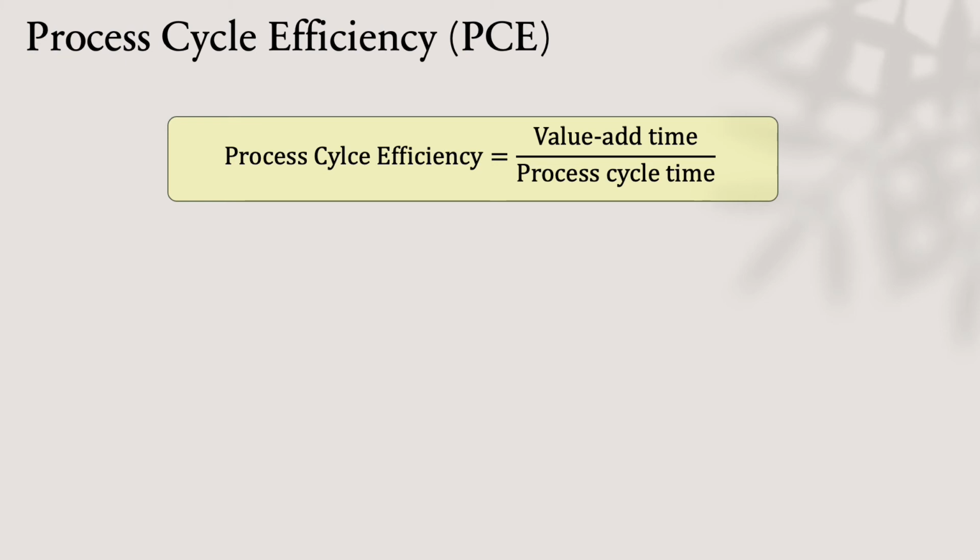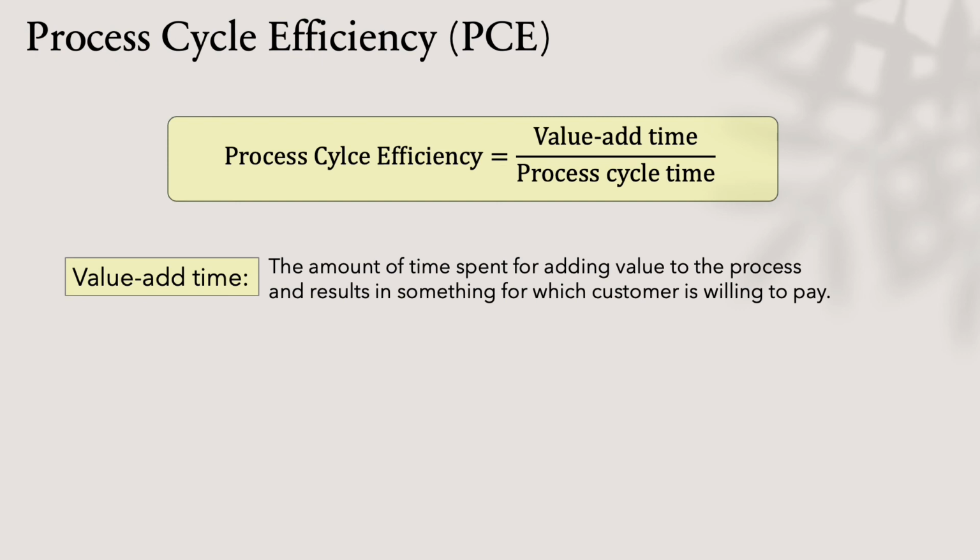So if the process cycle time and value added time are equal to each other, the process cycle efficiency will of course be 1. Means that 100% of the process cycle time consists of the value added time. Means that there is no waste time in this case. Okay, so if you want to define it, the value added time is the amount of the time that is spent for adding value to the process.